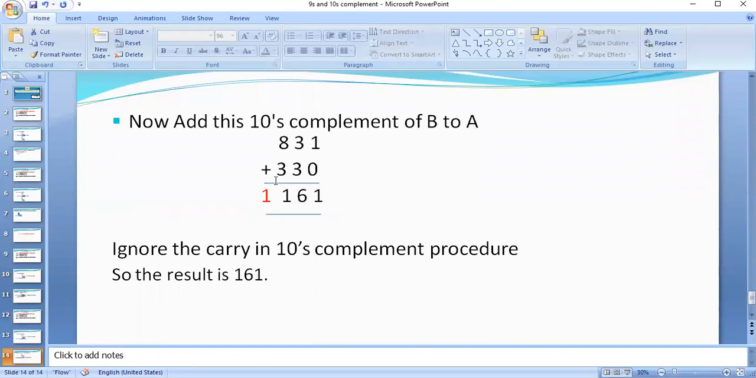After adding, you may observe we have an end carry in the result. Having an end carry means that is the m greater than n condition. In the tens complement procedure, we just ignore that end carry and the remaining will be the result. So what is the remaining? 161. If there is a carry, that is the m greater than n condition, and obviously we get the positive result, 161.